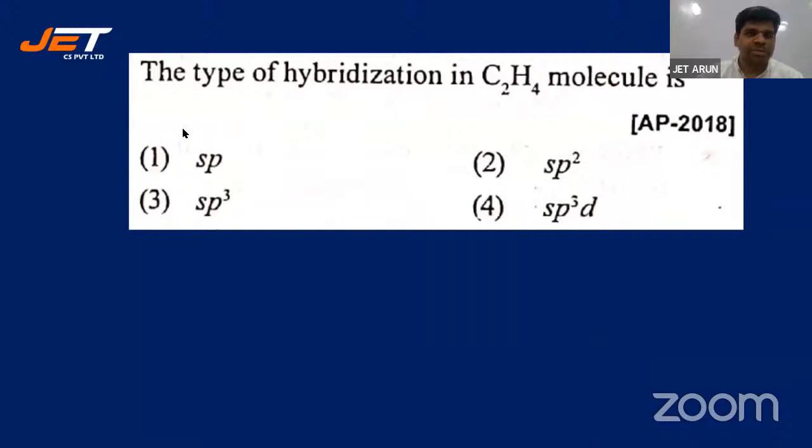The type of hybridization in C2H4 molecule is. All right, we have just now seen the C2H4 molecule structure. He is asking the hybridization in this molecule. Is it sp, sp2, sp3 or sp3d?